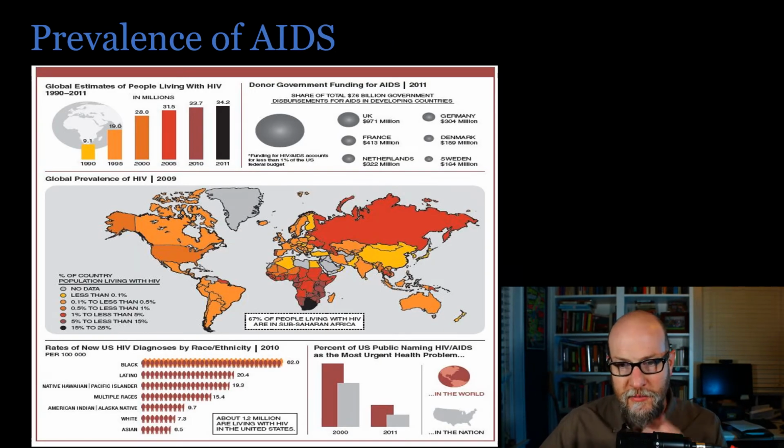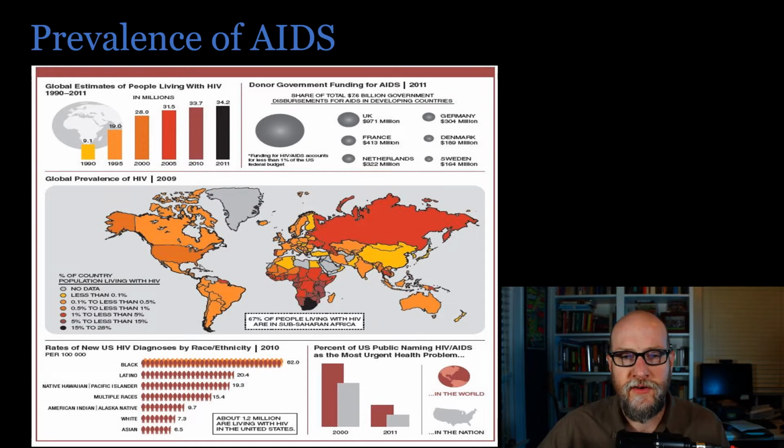This is an image from your book that talks about the prevalence of AIDS. So you go to 1990. There's about 9.1 million people living with HIV. By 2011, it's reached 34 million. Basically, the donor governments, there's massive amounts of funding into research of AIDS, but certainly not enough.